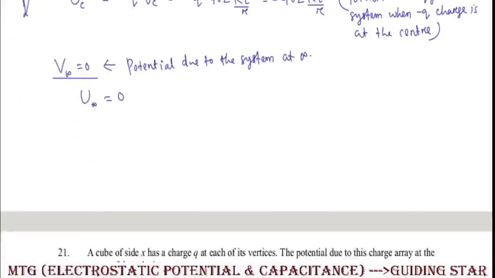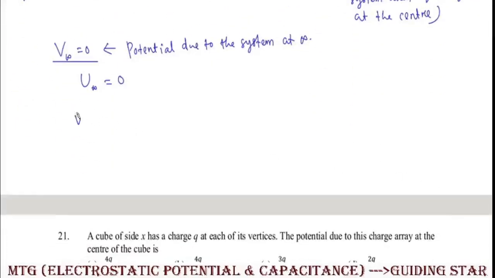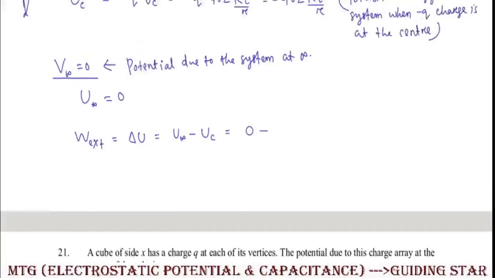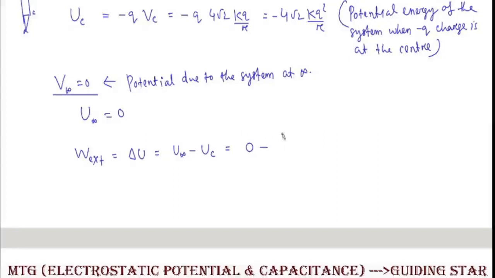तो यहाँ पे कौन काम करेगा, एक्सटर्नल एजेंट करेगा, देन वर्क डन बाय द एक्सटर्नल एजेंट विल बी नथिंग बट चेंज इन पोटेंशियल एनर्जी ऑफ द सिस्टम। तो चेंज इन पोटेंशियल एनर्जी मतलब हम सेंटर से इन्फिनिटी तक ला रहे हैं, दैट मीन्स U infinity माइनस U center। इन्फिनिटी पे जीरो है और सेंटर पर हमें कितना मिला पोटेंशियल एनर्जी माइनस 4√2 के क्यू स्क्वायर बाय आर, clear.